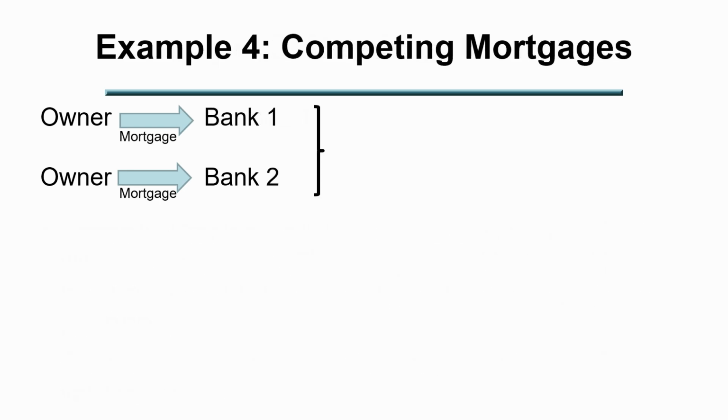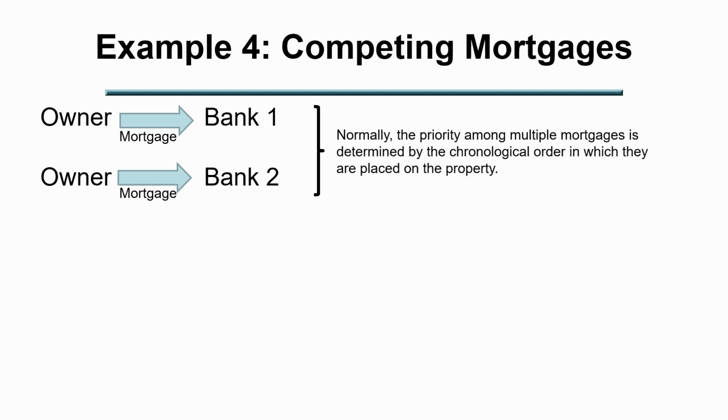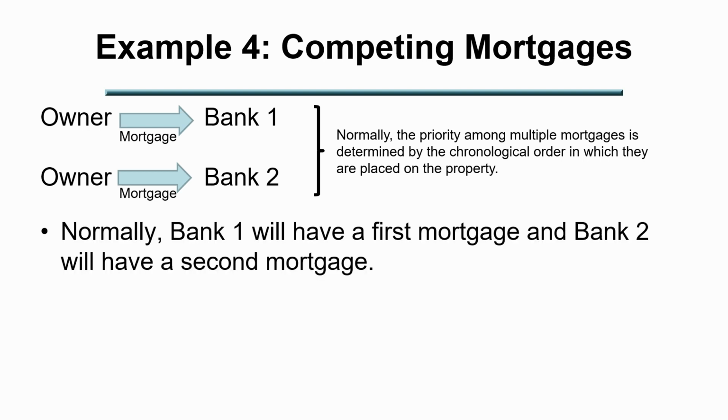Finally, in example number 4, we have two competing mortgages, one to bank number 1 and the later one to bank number 2. And once again, normally the priority among multiple mortgages is determined by the chronological order in which they're placed on the property. So the first person to take a mortgage gets a first mortgage. The next person to take a mortgage on the same land gets a second mortgage, and so on. So normally bank number 1 will have the first mortgage, bank number 2 will have a second mortgage on the property. The owner, of course, still has title to the land, subject to these two mortgages.